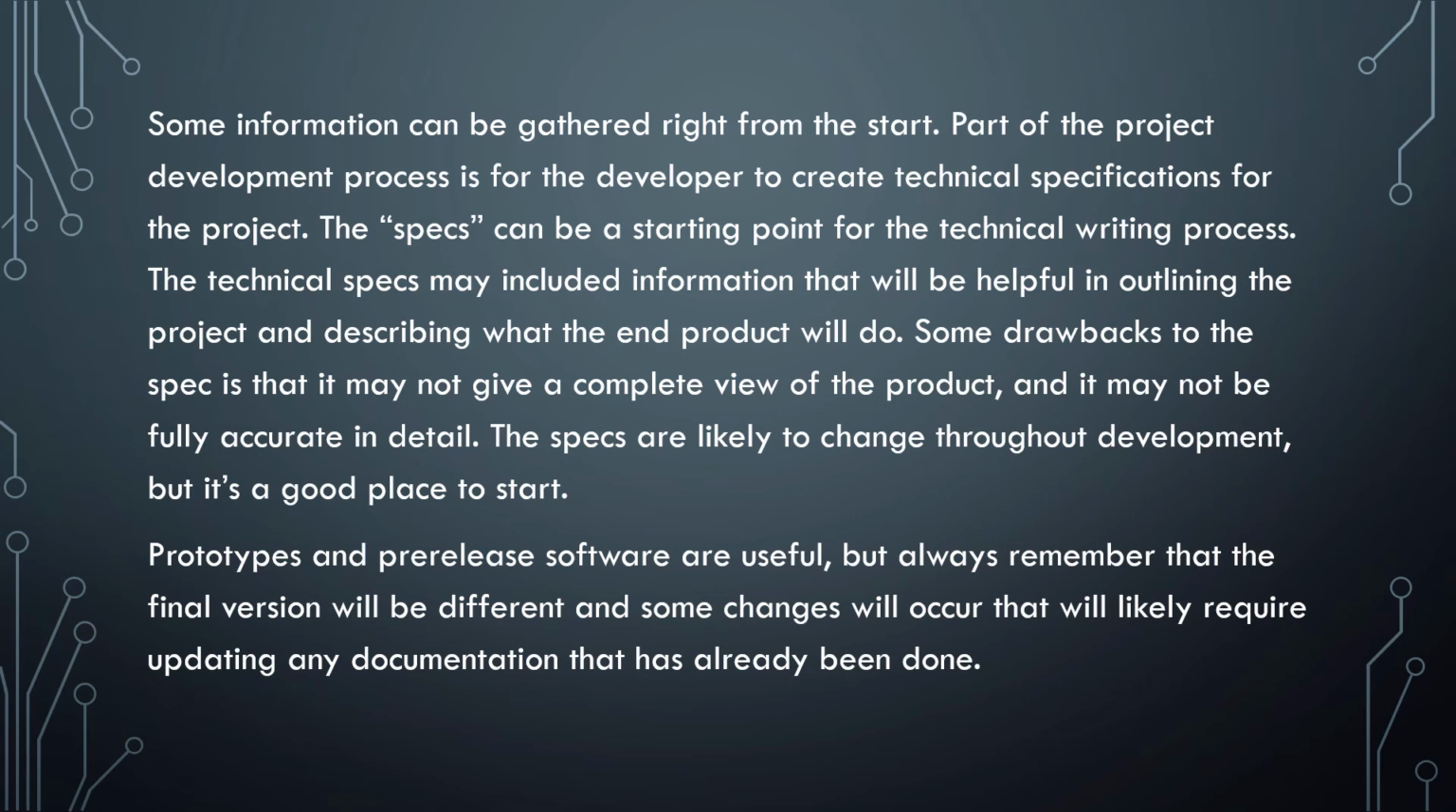They may include information that could be helpful in creating your outline. It'll tell you what the product's going to do at the end of the project, what its purpose is. So you'll be able to get some of that information. Now the drawback to using those early specs is that they may change over time. You may not get a complete overview of exactly how the product works or what it's going to do, and that information can change from start to finish. So always be aware of that.